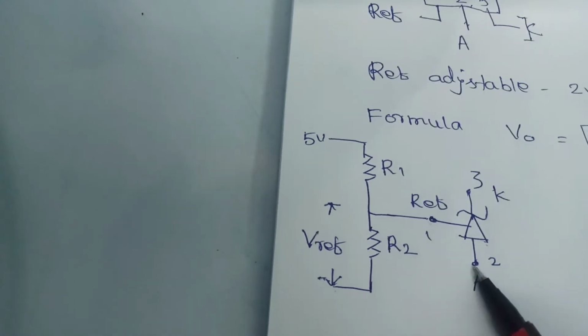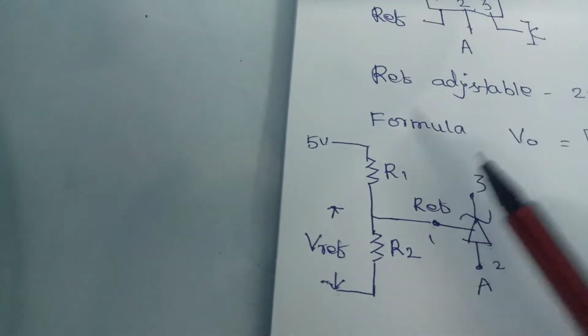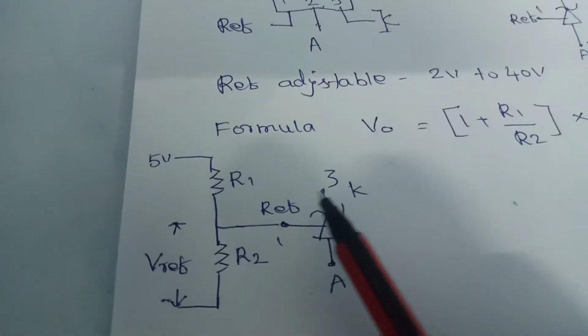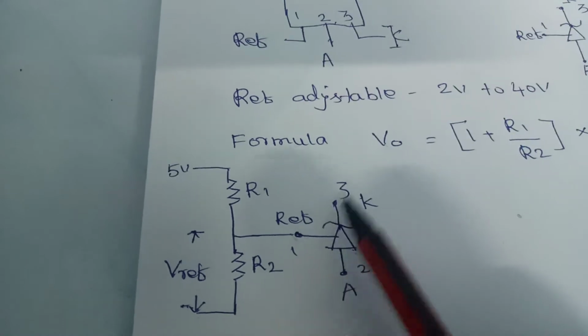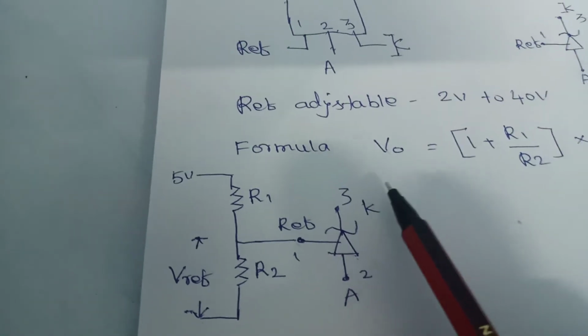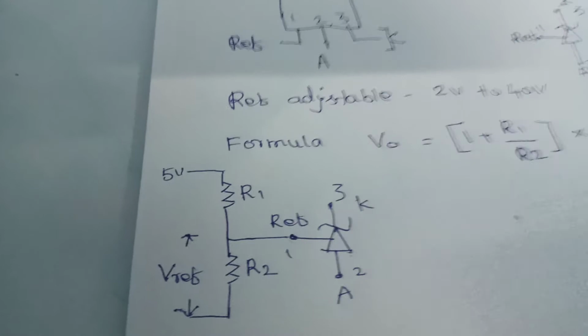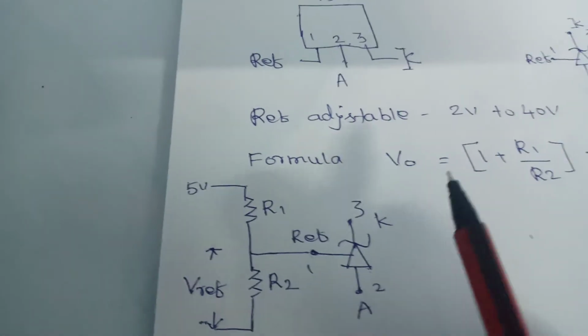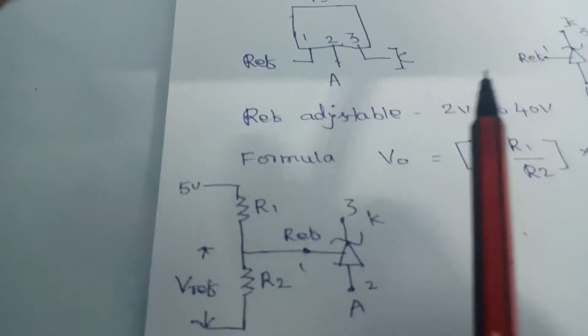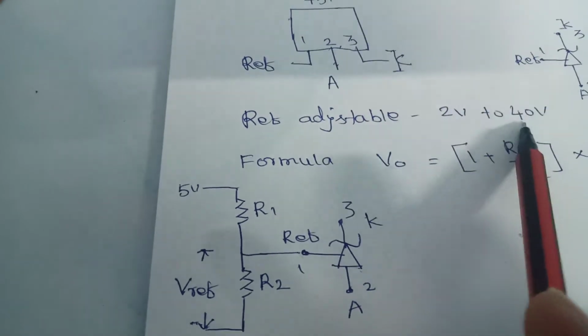This is the anode and this is the cathode. We connect the anode to the ground line, and the cathode we give to the optocoupler. For SMPS circuits, on the power side, the cathode goes to the optocoupler. Coming to these two resistors, how do we choose them? I said the reference adjustable voltage is 2 volt to 40 volt.